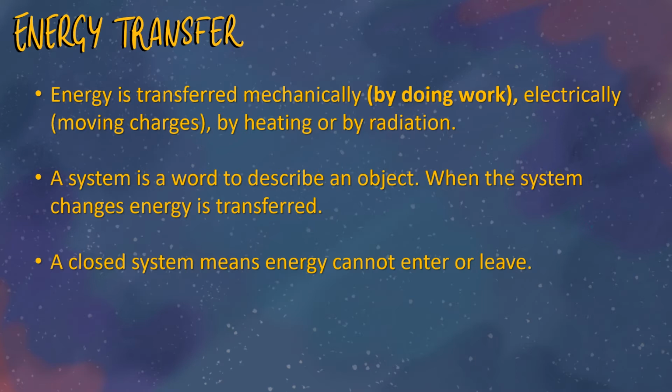Okay, a system is a word to describe an object. When the system changes, energy is transferred. Okay, so the word system, all it is, is a fancy word for the object we're talking about. So say if we were talking about a car driving down the road, that car is transferring energy by moving, because remember, anything that's moving has kinetic energy. So that car is doing work. And because the car is the object we're talking about, that is what we call a system. Okay, so the car is the system in that case.